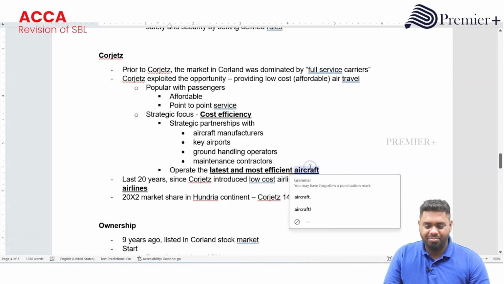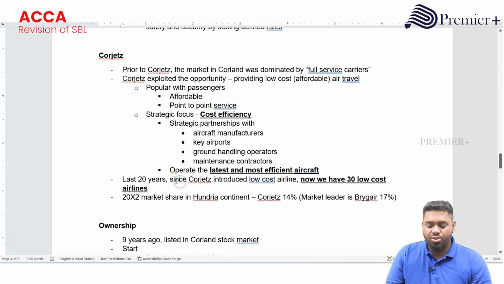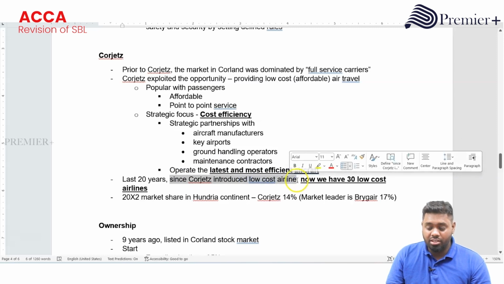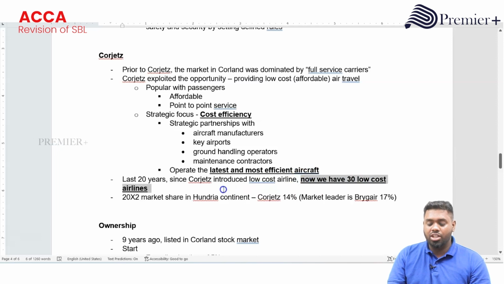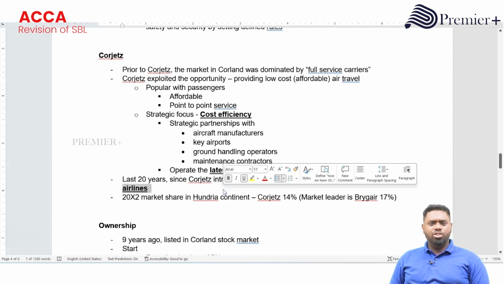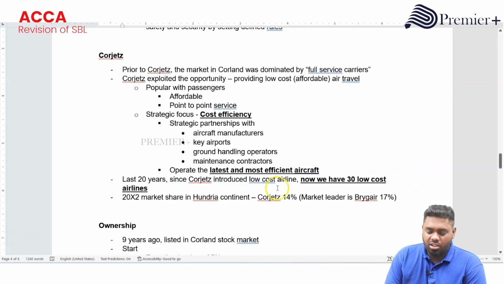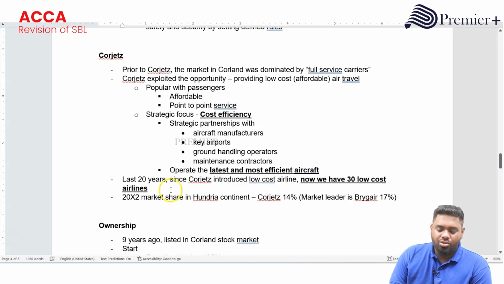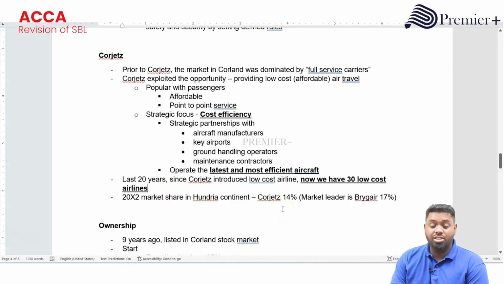Efficient aircraft. Core jets, in the last 20 years since they introduced their low-cost airline to the market, now we have 30 low-cost airlines. So core jets launched the company 20 years ago, and now we have 30 low-cost airlines. In 2022, market share in the Honduras continent, core jets owns 14% market share, and the market leader has a 17% share, owned by Brigade.